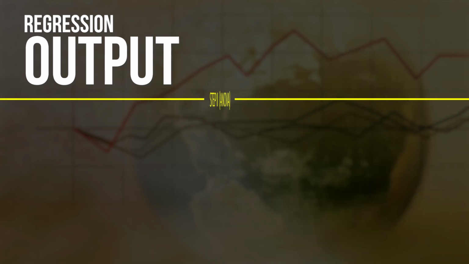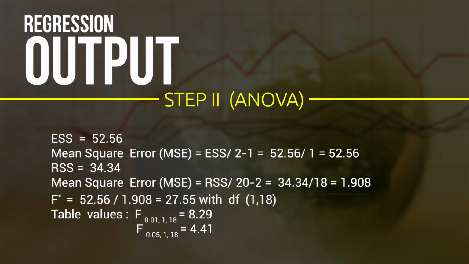So in this particular case, we get these values as per the ANOVA. First of all, we have the ESS, the explained sum of squares, 52.56. The degrees of freedom is 2 minus 1. Why 2? Because alpha and beta are the two unknown population parameters which are to be estimated, and minus 1.